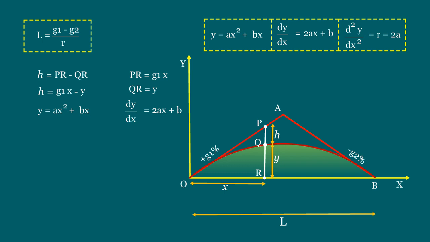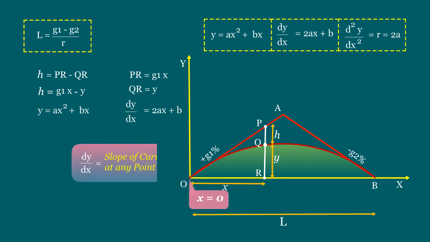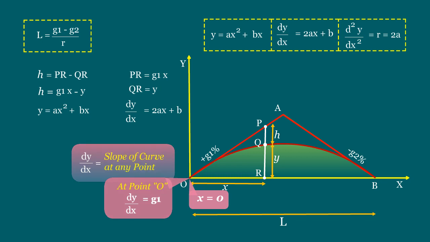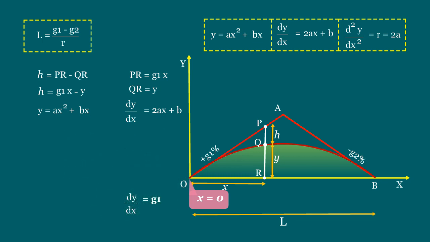Now, at the beginning of the curve, at point O, the value of x equals 0. In that case, dy by dx equals plus g1. We already knew that dy by dx equals 2ax plus b. Here, when the value of x equals 0, then g1 equals dy by dx, that is equals 2a into 0 plus b. Finally, g1 equals plus b.